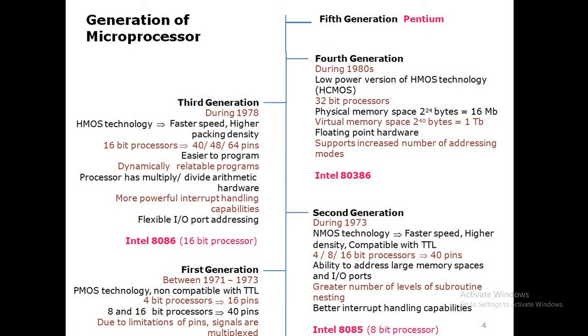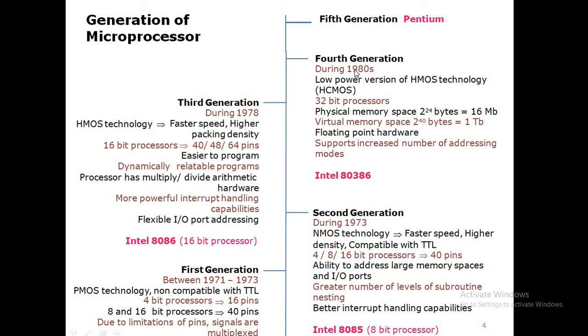It has some advantages, like the processor has multiply and divide arithmetic hardware, or you can say multiply and divide instructions are available, which are not available in the second generation. It has more powerful interrupt handling capabilities and flexible I/O port addressing.